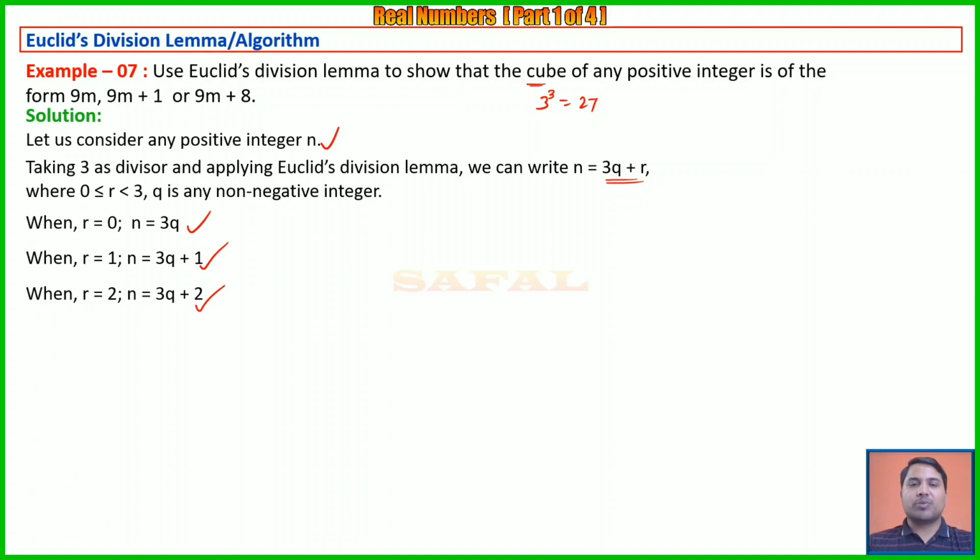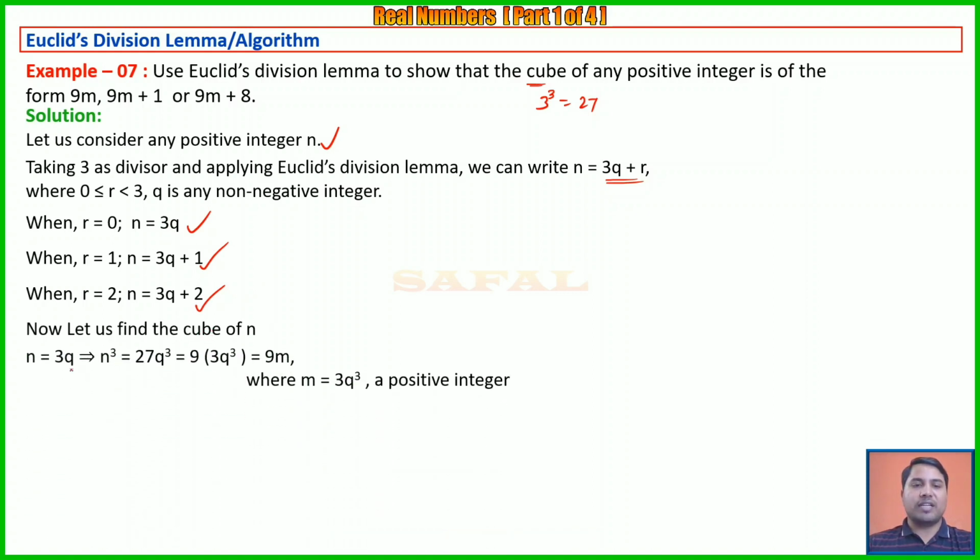Now we are talking about the cube. So now we'll consider the first case, when n is 3q. So let us find the cube of n. In the first case, when n was 3q, I am cubing both sides. So (3q) the whole cube is 27q cube. So 9 times 3q cube, that is 9 times m, where m is a positive integer.